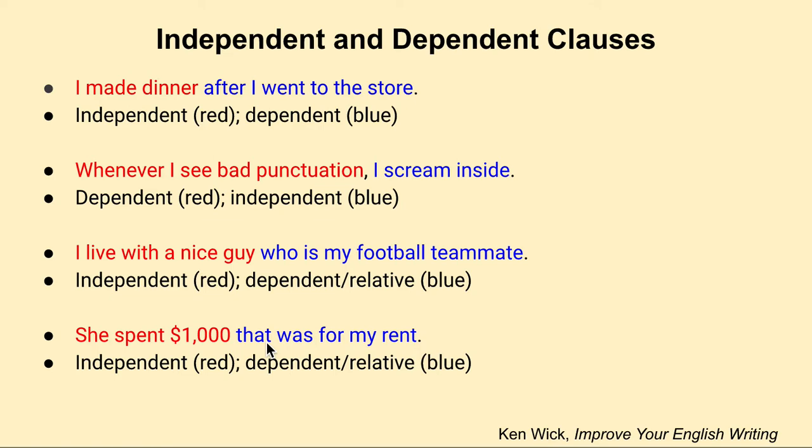These two clauses, you can actually join the clauses together by joining them with a subordinating conjunction, like in this top one. You could have 2 sentences here: I made dinner, period. I went to the store. But you've actually joined these two together with a subordinating conjunction, adding after. I made dinner after I went to the store.